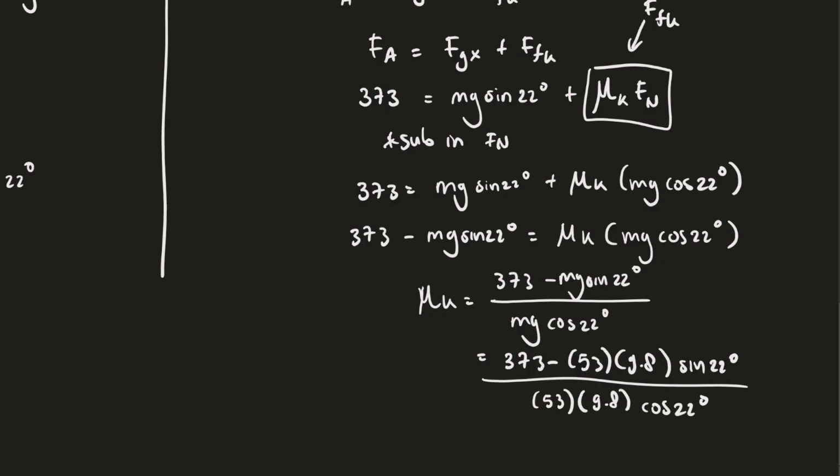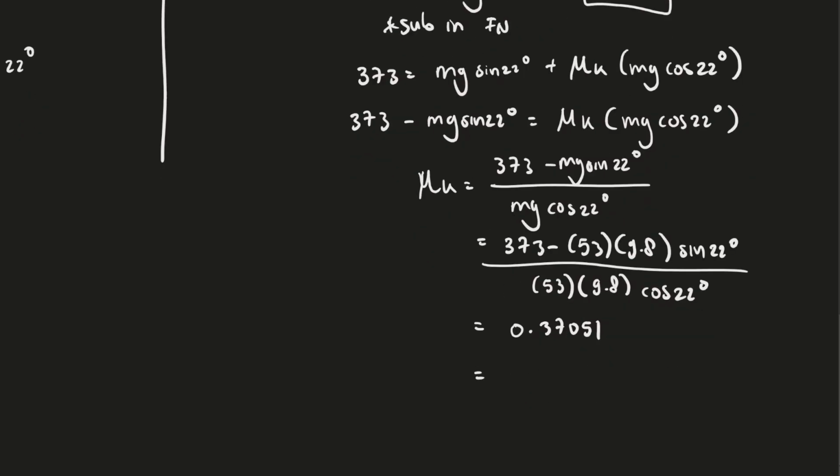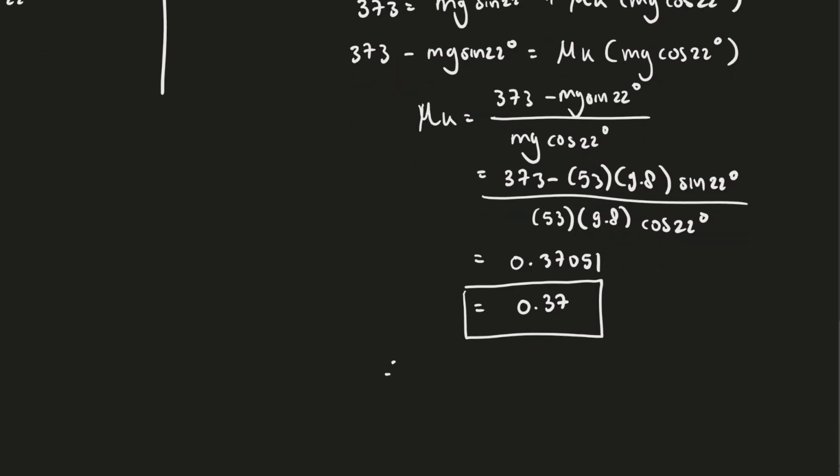If you number crunch using a calculator, you would get the final answer of 0.37051. But in this particular case, I'm going to leave it as two significant figures, so it's going to be 0.37. What I like to do is once I finish the question, I'm going to box it in, because a lot of teachers like that. When they're marking, they can easily see what the final answer is. And I'm going to do a final statement too, because they seem to love that as well.